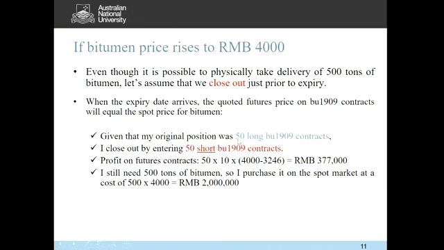So, okay, on the 6th of September, I short 50 BU-1909 contracts. What would be the profit or loss on our futures position? Remember, we went long at a price of 3,246. Long means buy, right? We bought at this price. Now we sold the same contract, same quantity, at a price of 4,000 RMB. Right? So this is the price we sold. So roughly we make a profit of 754 RMB per ton, right? That multiplied by 500 tons gives us a handsome profit of 377,000 RMB.